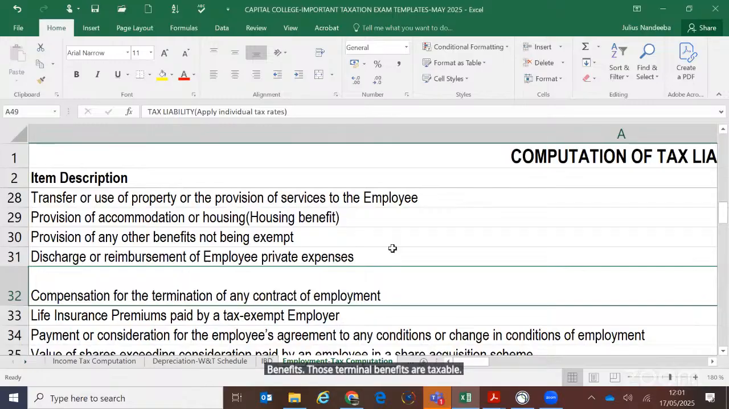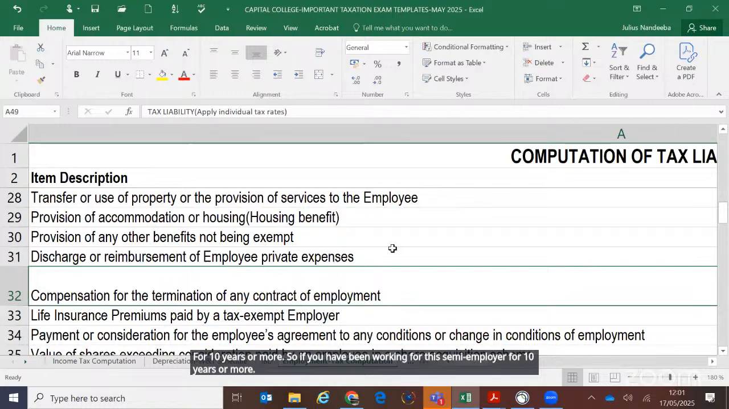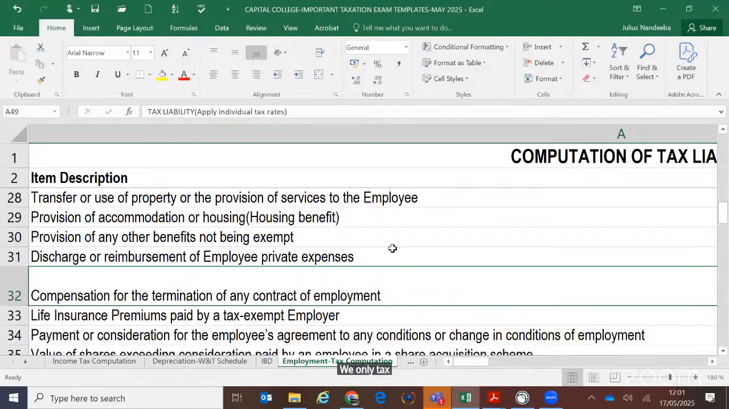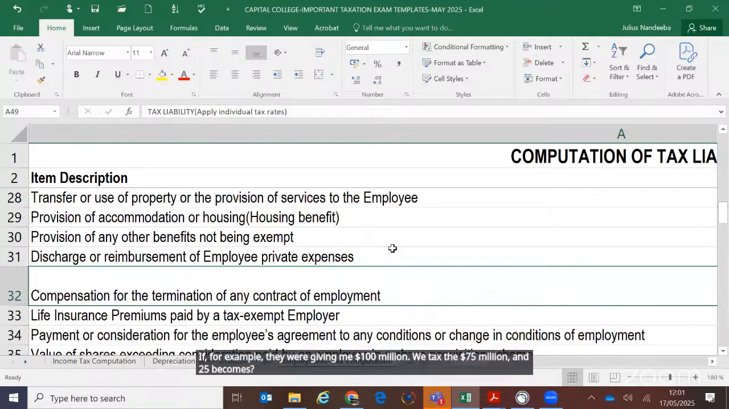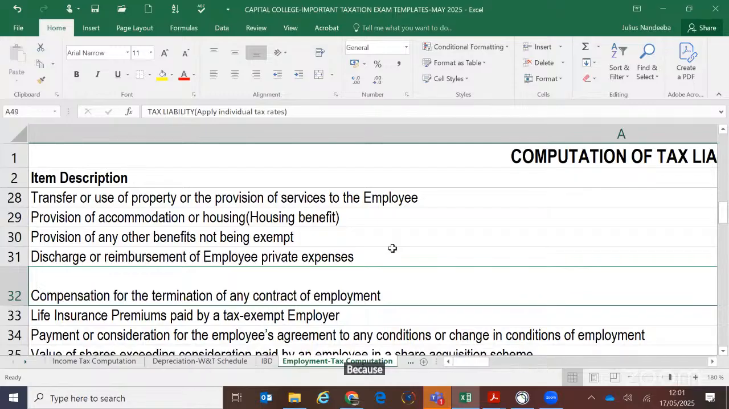The only time we give you a benefit is when you have been working with this employer for 10 years or more. So if you have been working for this same employer for 10 years or more, we only tax 75% of that benefit, and the 25% becomes exempt. If, for example, they were giving you 100 million, we tax the 75 million and 25 million becomes exempt. Only and only if you have been working for more than 10 years.